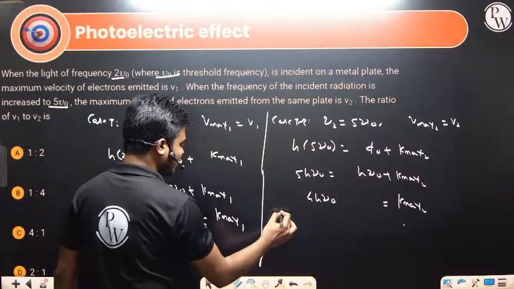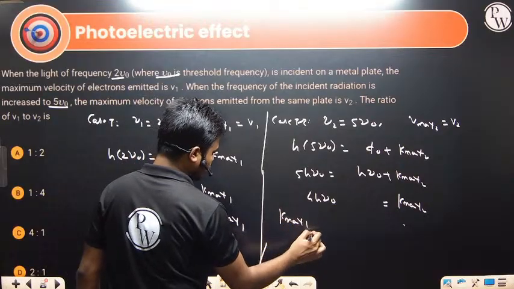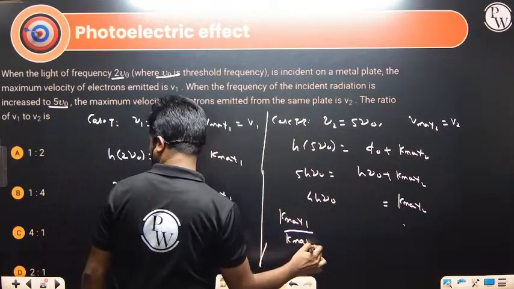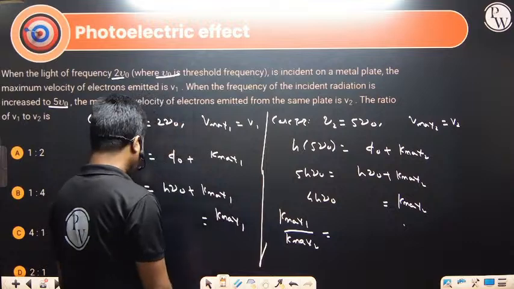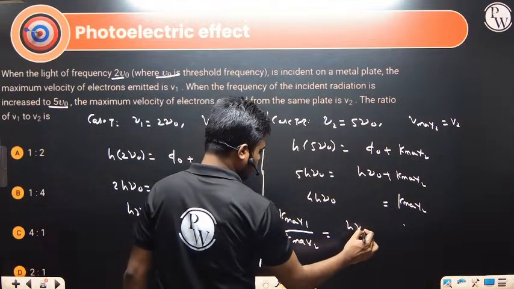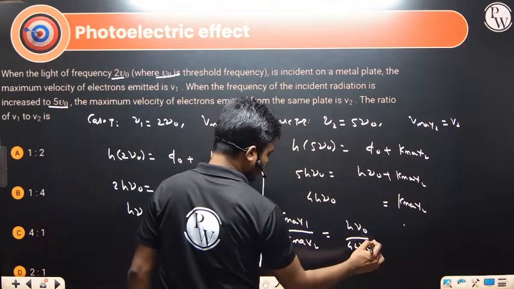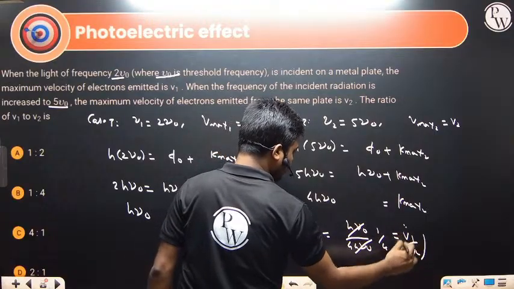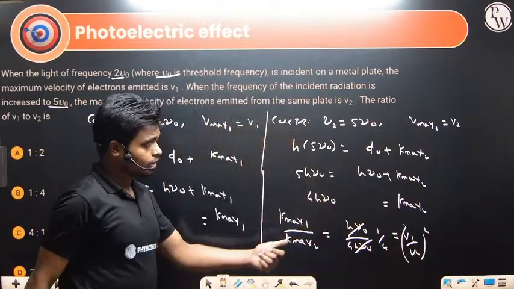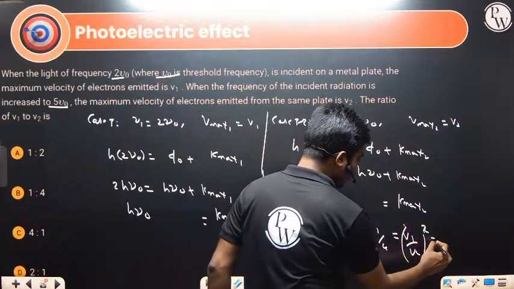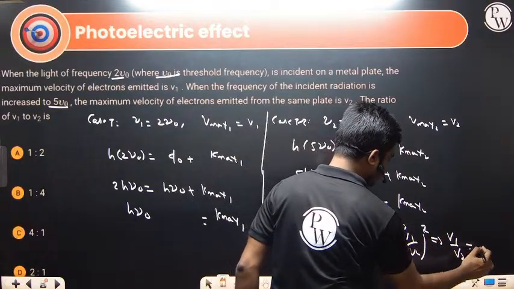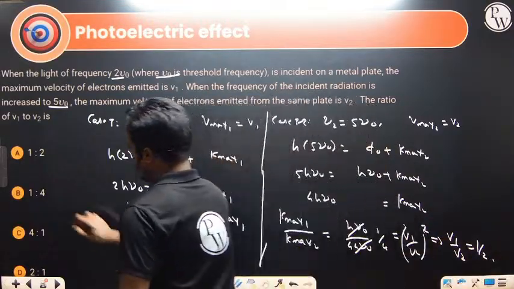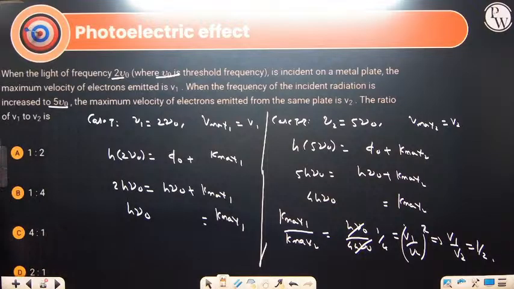So what is the relation that we will be getting here? k max 1 divided by k max 2. So h mu naught divided by 4h mu naught, we are getting 1 by 4, that is v1 by v2 whole square, because this is kinetic energy. So from here we can write that v1 by v2 is equal to 1 by 2. Answer is 1:2.